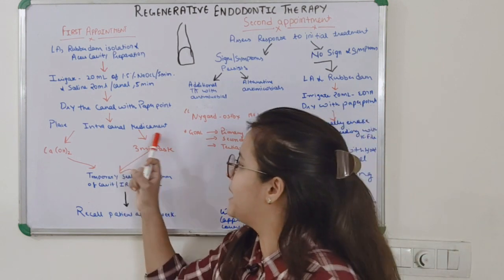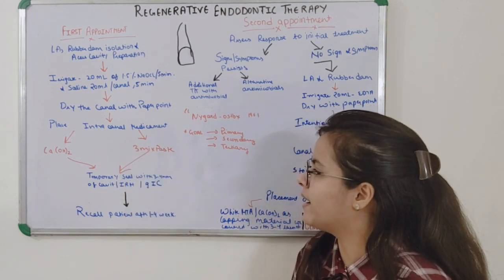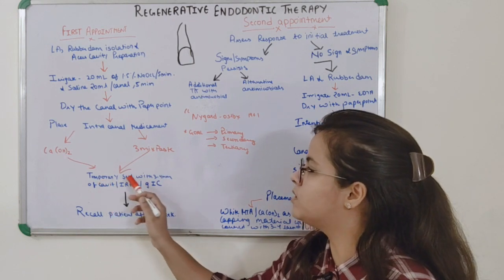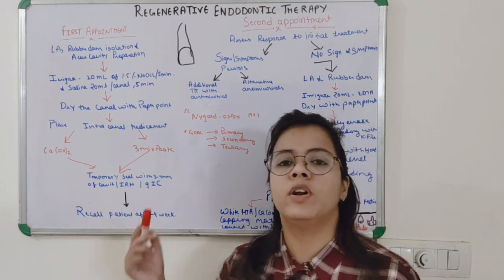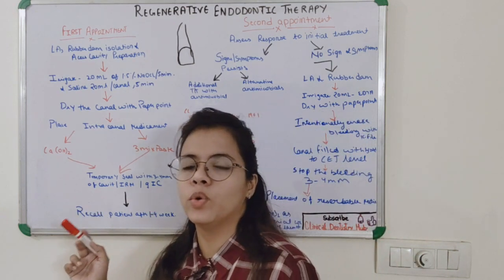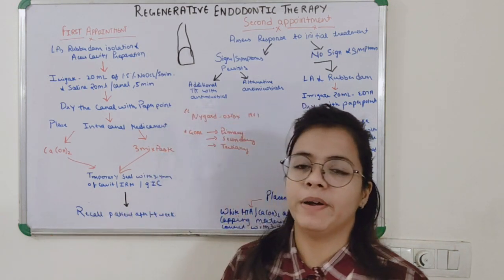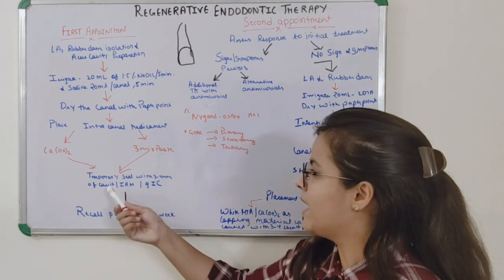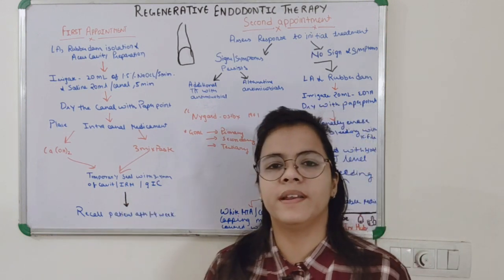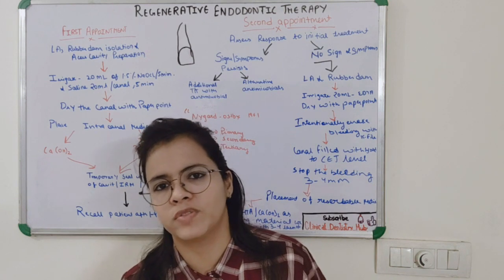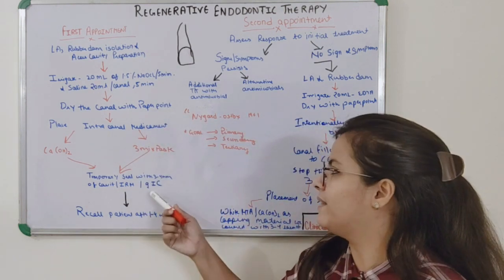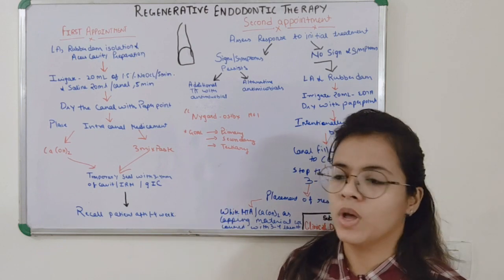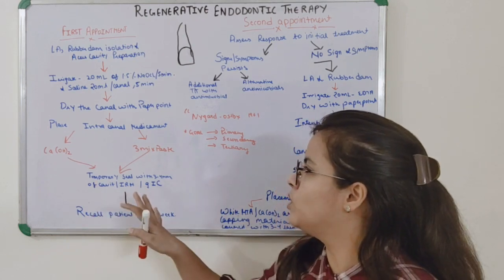And then after you have placed this triple antibiotic paste, you have to seal the canal with 3 to 4 mm of Cavit. Cavit is a temporary restorative material that you use between appointments of your root canal treatment. Or you can go with an interim restorative material such as zinc phosphate, zinc oxide eugenol, and then we have GIC also. So either of these can be used.